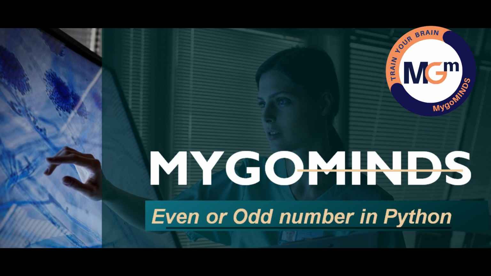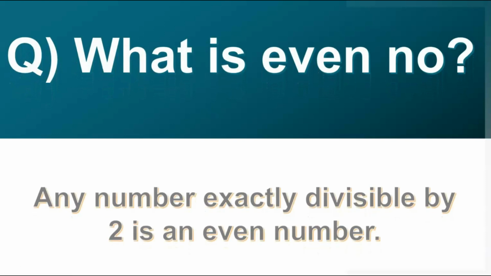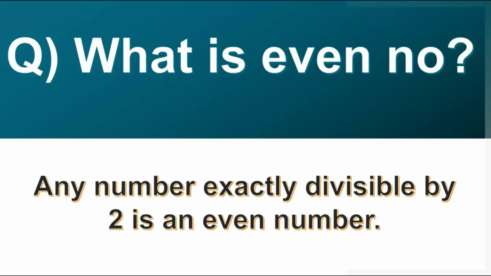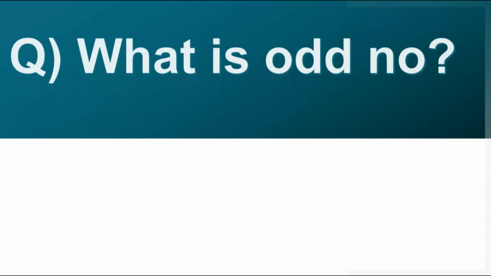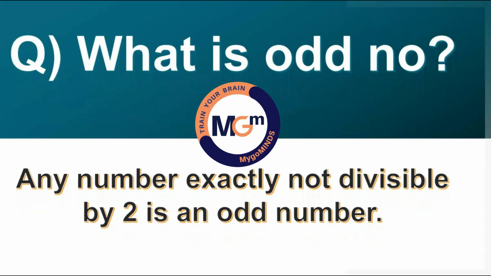So in this video, you will know how to write a program using Python language in order to identify if a given number is an even number or an odd number. So before that, what exactly does an even number mean? Any number which is divisible by 2 and the remainder is 0 is called an even number. So what is an odd number? It is quite the opposite, a number which is not divisible by 2 is an odd number.